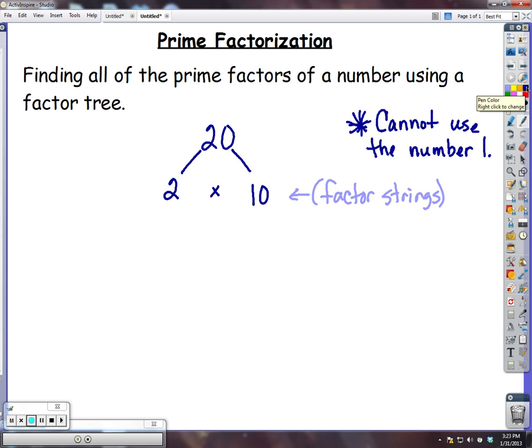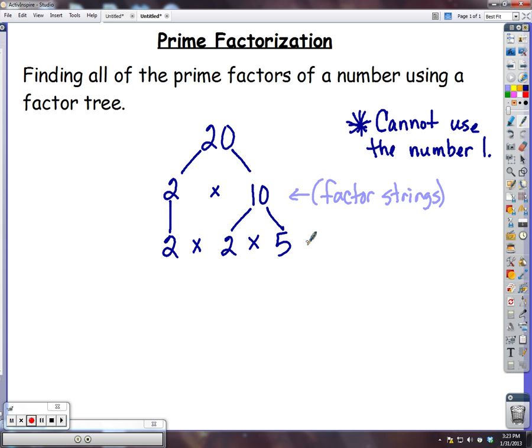What we need to do now is look at the factor string to see if there are any composite numbers. Well, 10 is a composite number. So I need to draw 2 more branches because I can factor down 10 again. So 2 times 5 equals 10. Now the number 2 up here on the first factor string is already a prime number. However, I don't want to leave it up here all by itself. So I am just going to drop it down to the next factor string. And of course I need to put my multiplication sign.